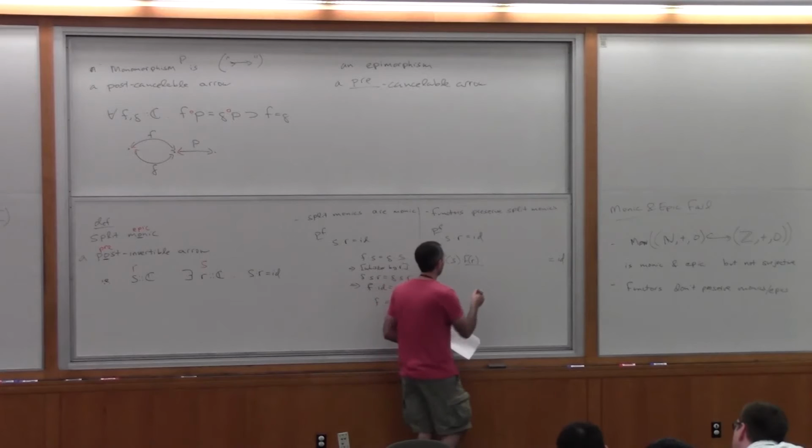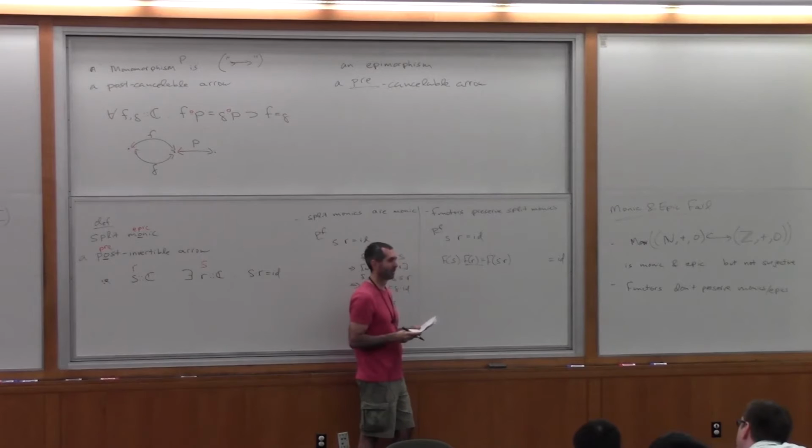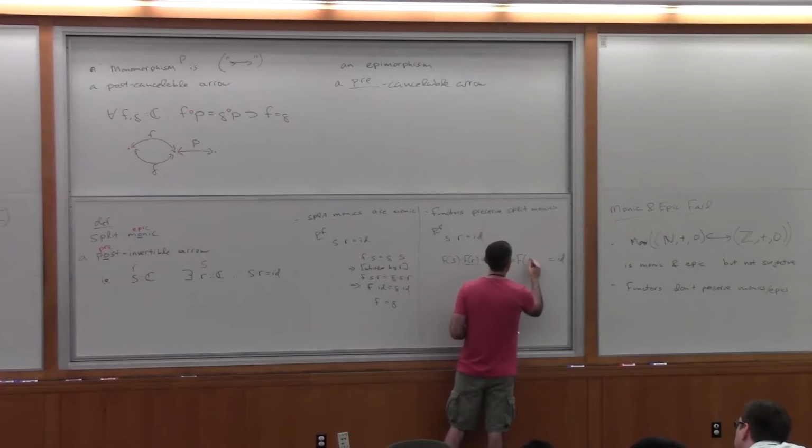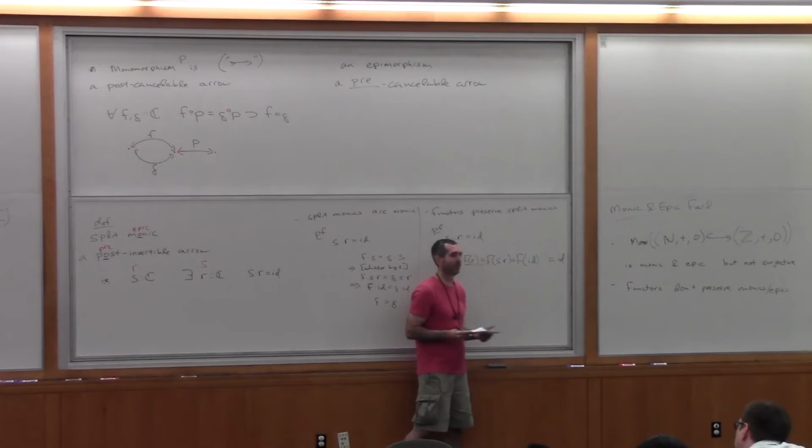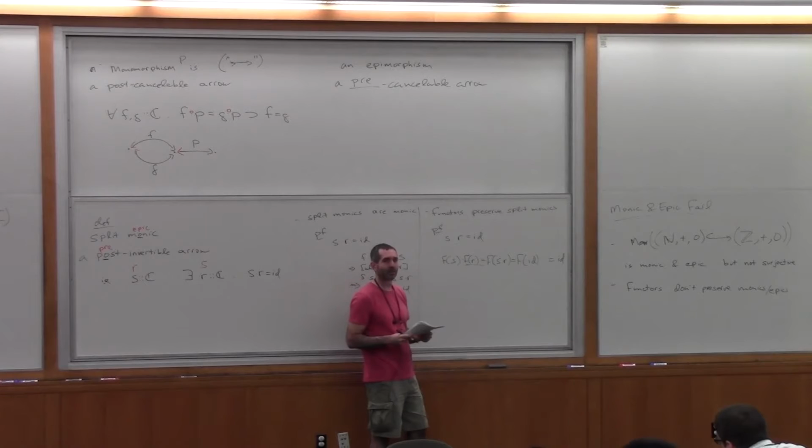Well, we know that functors preserve compositions, right? So this is F of S followed by R, because functors preserve compositions. We know that S followed by R is the identity, so this is F of the identity. And we know that functors preserve identities, so we get this step. Does that make sense? Did you catch all the steps? Okay, good.